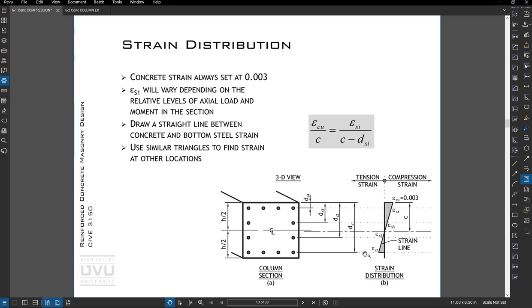What we're going to do is change the strain in the outermost layer, and as that changes, we're going to get a line that swings back and forth like this. And then using similar triangles, we can find the strain in each bar, just relating the crushing strain over C to the strain in the steel layer, whatever ith layer, so i would be 1, 2, 3, or 4, divided by C minus the d dimension to that layer. So if I have the strain in steel 3, I would use d of s3 right here.